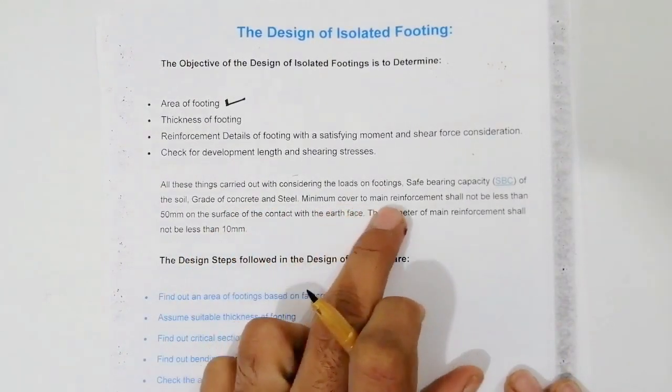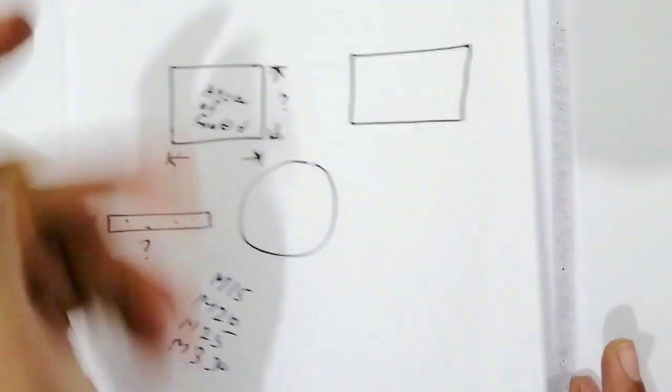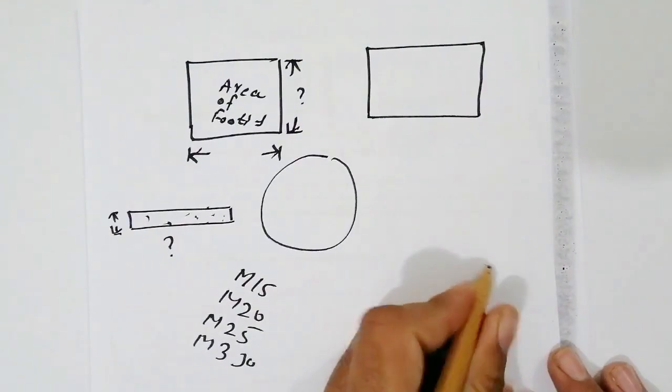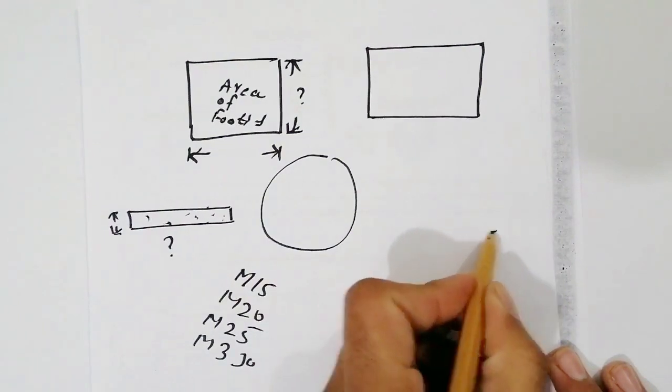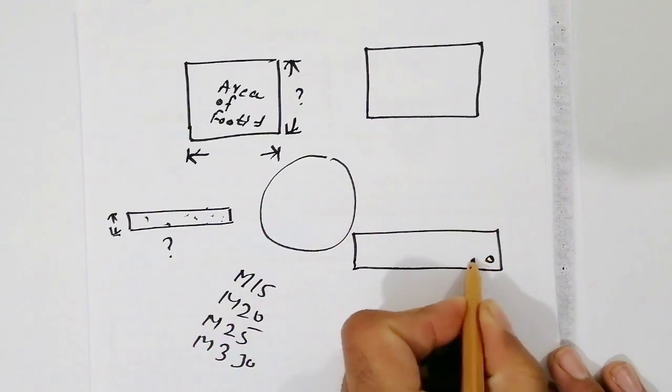And minimum cover to main reinforcement. Minimum cover to main reinforcement, as you can see when we provide it here in this section, for example, these are steel bars.